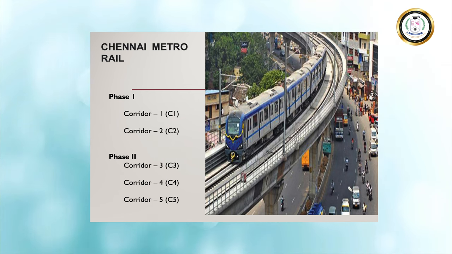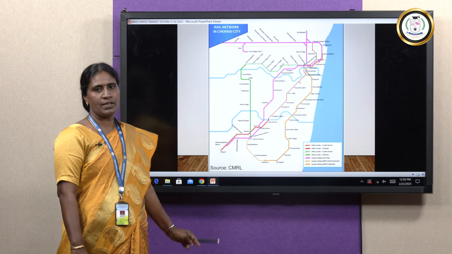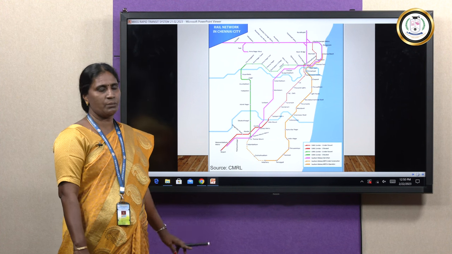Coming to the Chennai Metro Rail, the entire area of Chennai is divided into 5 different corridors to cover the metro services all around Chennai: Phase 1 corridor, Phase 2 corridor, 3, 4 and 5. Phase 1 corridor is already completed and is in use, and Phase 2 corridor is almost completed.